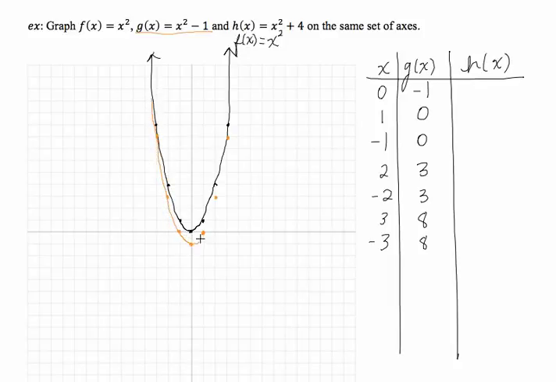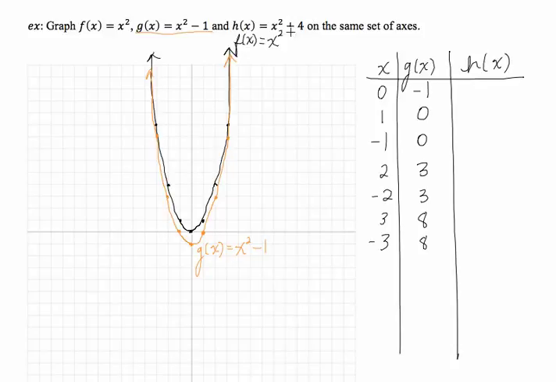So you can see these two graphs actually have the exact same shape. The only difference is that g of x is shifted. It's the same shape as f of x, but it's shifted 1 unit down. Okay, and that's actually what this minus 1 there does. That's going to shift the graph of f of x equals x squared 1 unit down.